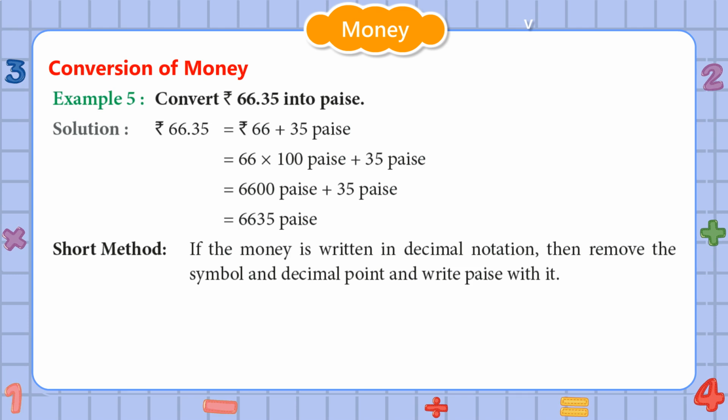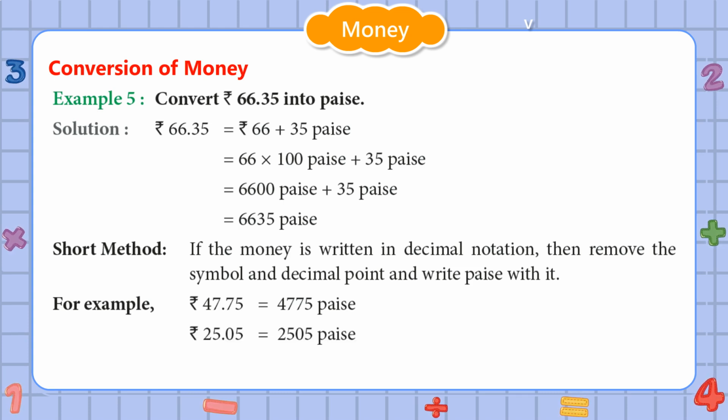Short method. If the money is written in decimal notation, then remove the ₹ symbol and decimal point and write paise with it. For example, ₹47.75 is equal to 4775 paise. ₹25.05 is equal to 2505 paise. ₹0.55 is equal to 55 paise.